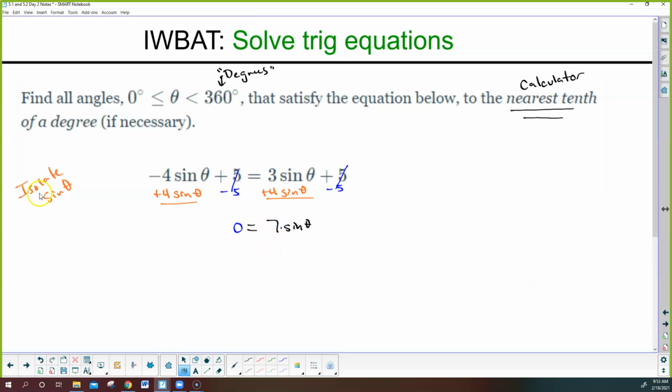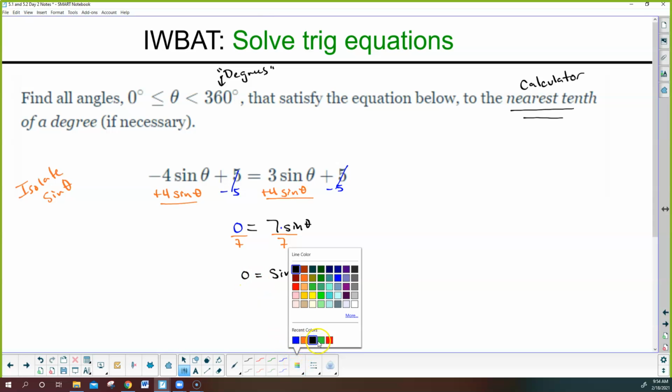Well, now my goal is to isolate sine. So now I'm just going to divide by 7. And I end up with 0 equals the sine of theta. So we reached our goal. We isolated sine. Now we have to solve. Well, now this is interesting because when is sine equal to 0? Well, what is sine? Sine is the y value, right?